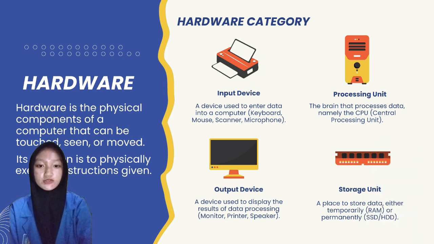Hardware categories consist of four. Input device. These are how you communicate with the computer, such as using a keyboard or mouse. Processing unit. The computer brain, namely the CPU. This is the part that does the heavy lifting. Output device. These are how the computer responds to us, such as a monitor or speakers. Storage, where we store data, such as RAM for temporary data and SSDs or HDDs for permanent data.